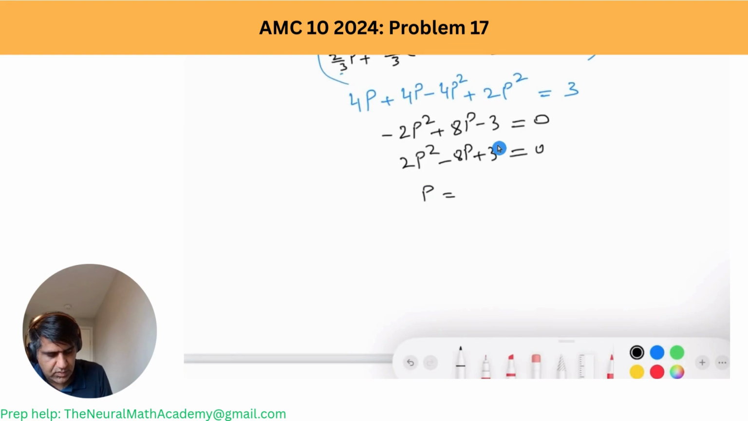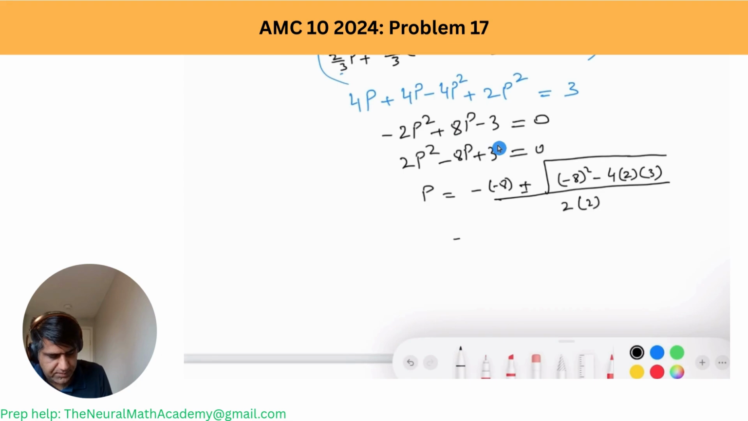So that would be equal to minus b plus minus square root of b square minus 4ac over 2a, and then we get 8 plus minus square root of 64 minus, over 4.